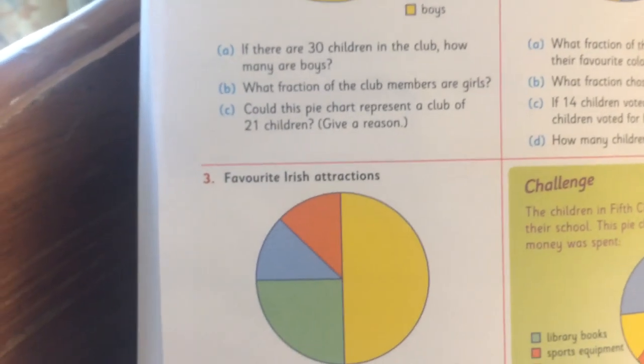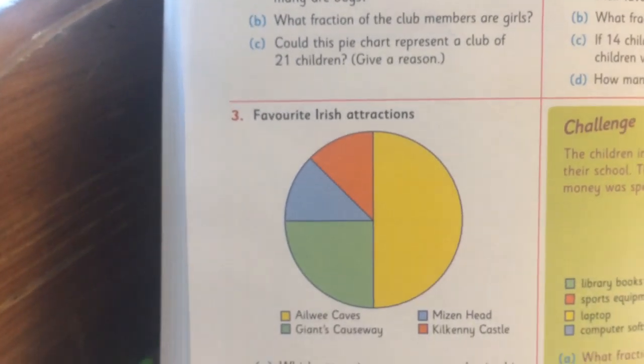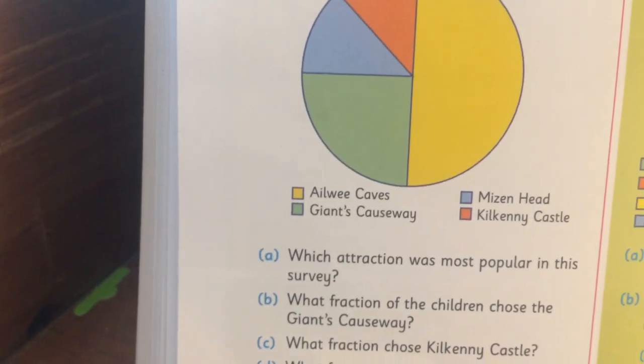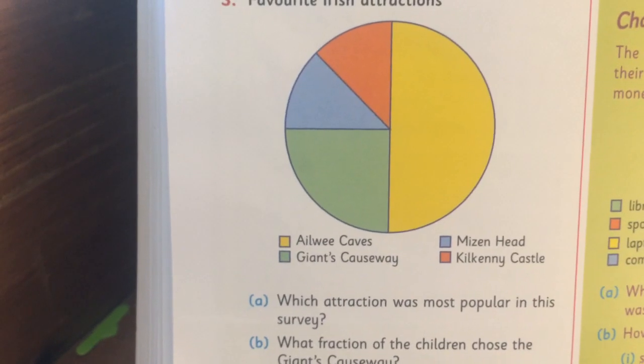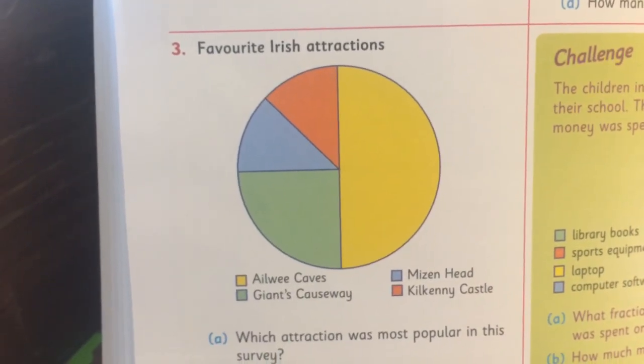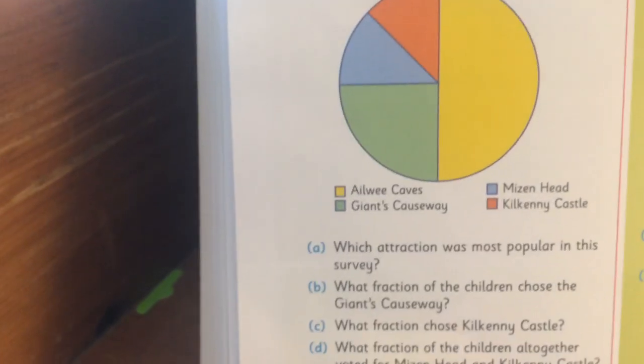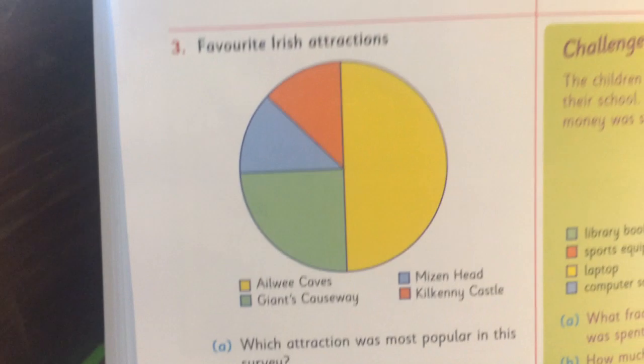Then I'm moving on to question 3. Question 3, favourite Irish attractions. There's the Aillwee Caves, which are in yellow. There's the Giant's Causeway, which is in green, up in the north. Mizen Head, which is in Cork. And Kilkenny Castle, which is in Kilkenny. So, what attraction is the most popular? Obviously the yellow one, Aillwee Caves.